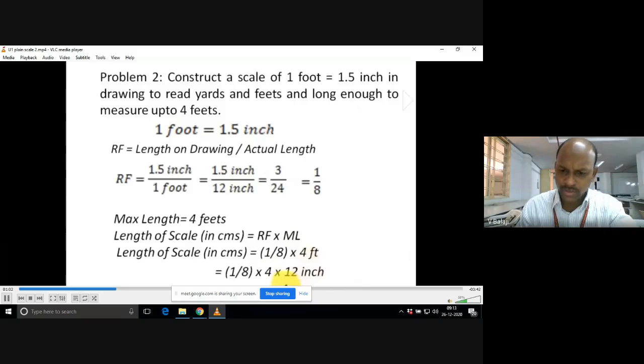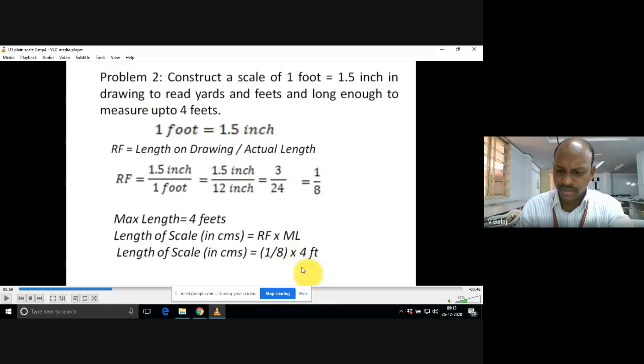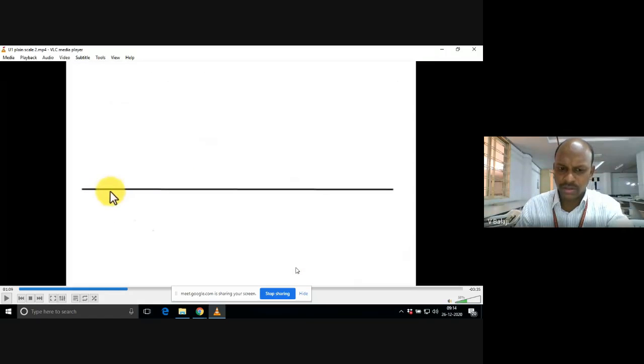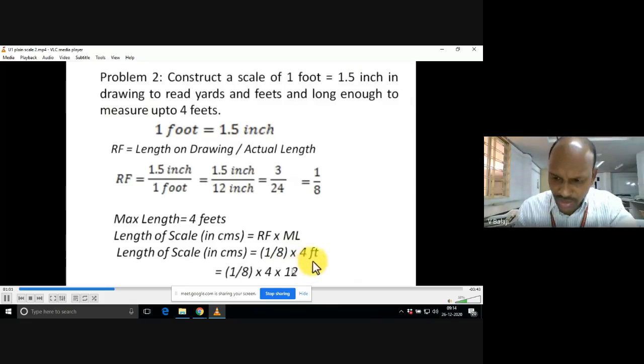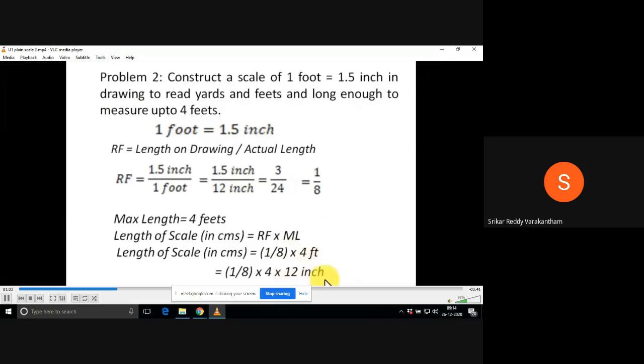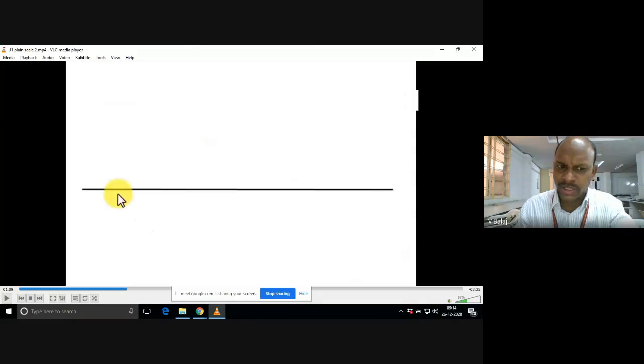2.54. Multiply it again with 2.54. You would get some value. It can be 12.5 or 14 centimeter. Anybody calculated? Please tell me, let me know that value. 15.24. 15.2. Very good. 15.2 is the centimeter.